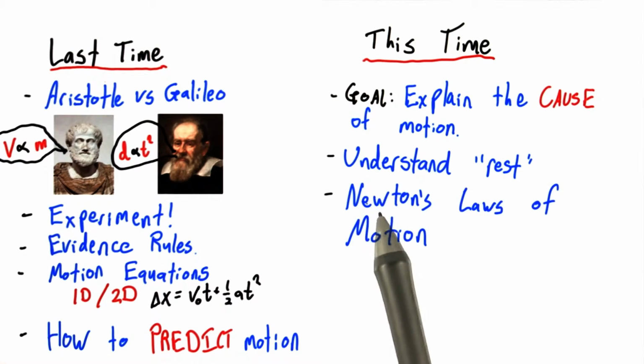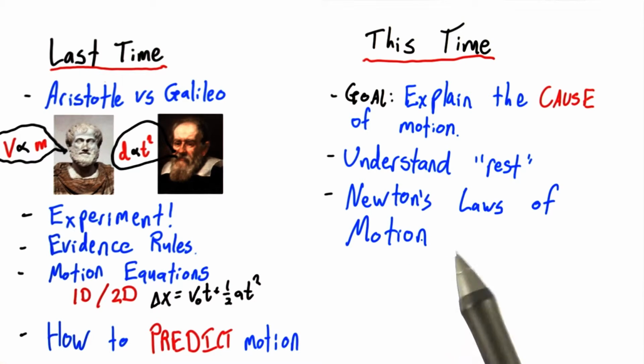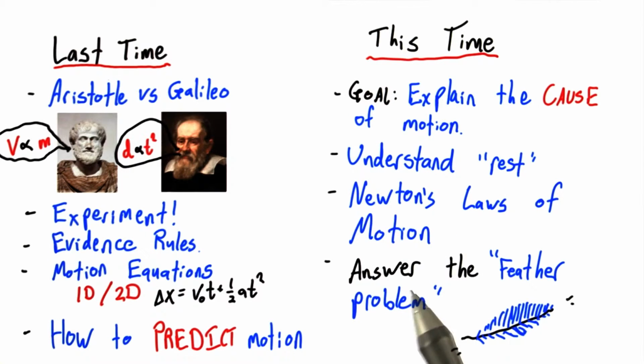We'll also have to learn Newton's 3 laws of motion, and these are the same laws of motion that you can use to send a rocket into space or put a person on the moon. We'll also be able to answer the feather problem by the end of this unit. And what's the feather problem?